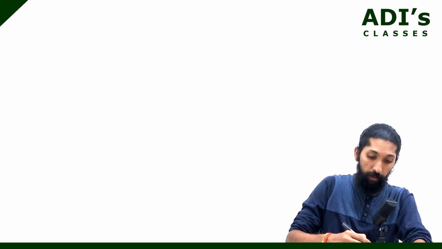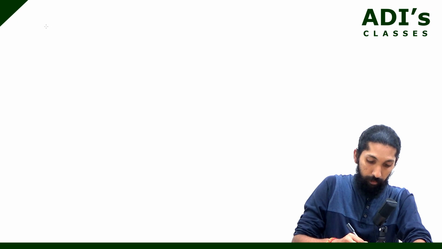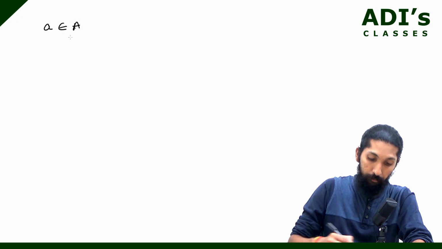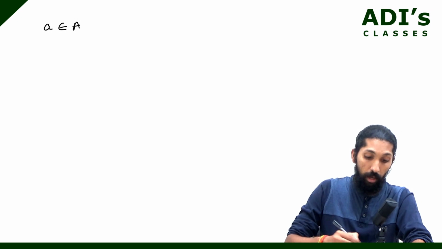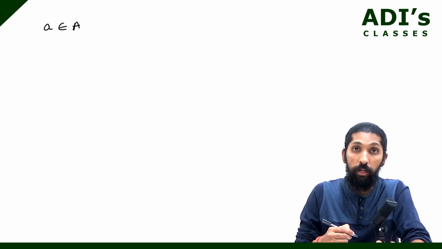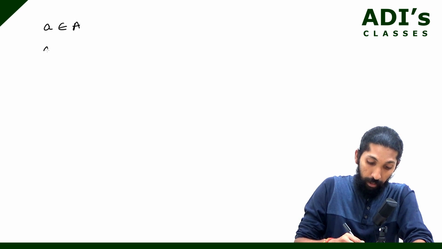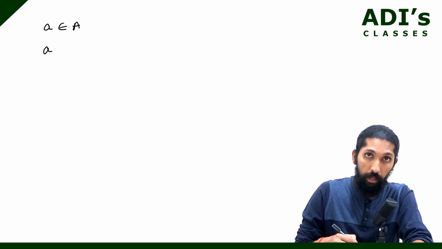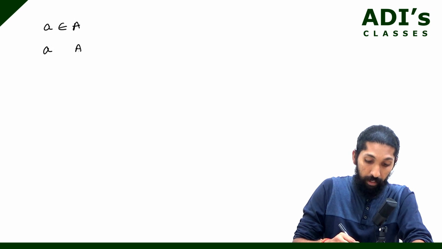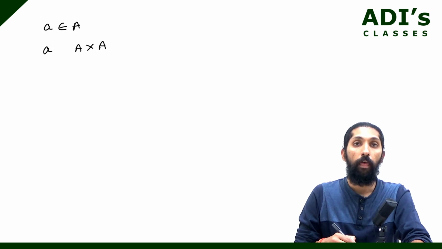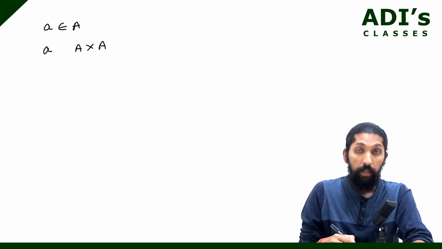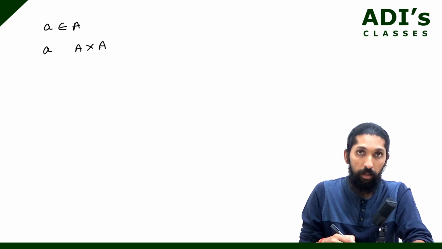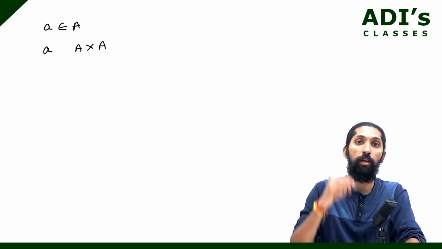Suppose we have some element. Assume that we have some element a which belongs to set A. If there is no relation with respect to a, which belongs to the set A cross A, then we say that this relation is an empty relation. Understood? This relation is an empty relation.